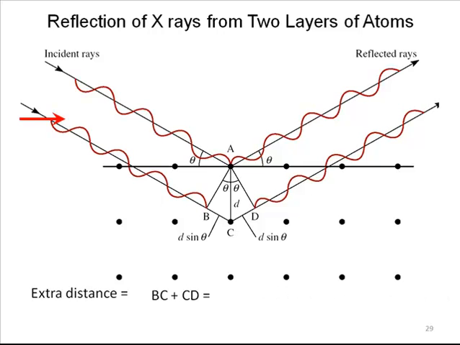This will tell you the distance between the reflected rays, and that is BC plus CD. And this is known as Bragg's law.